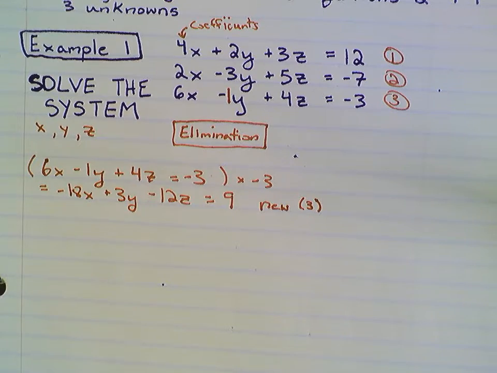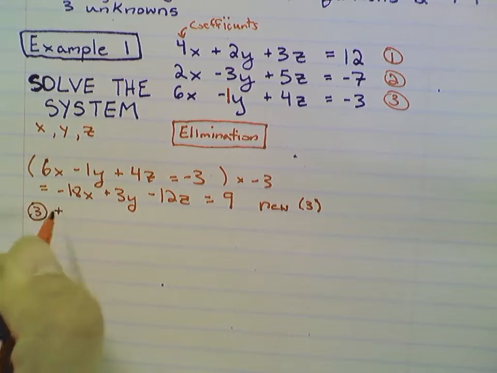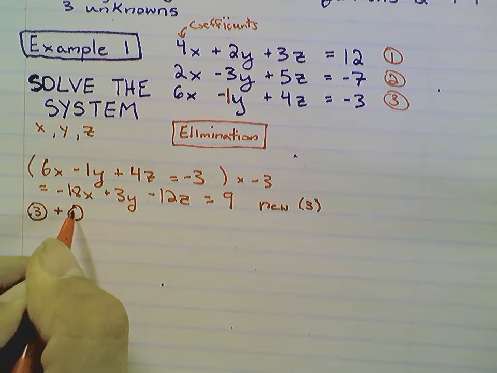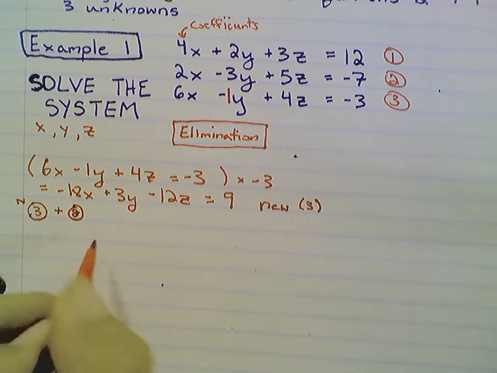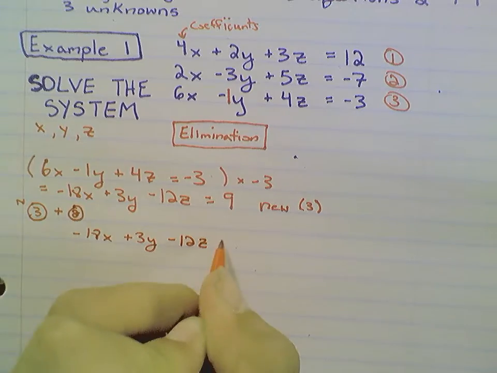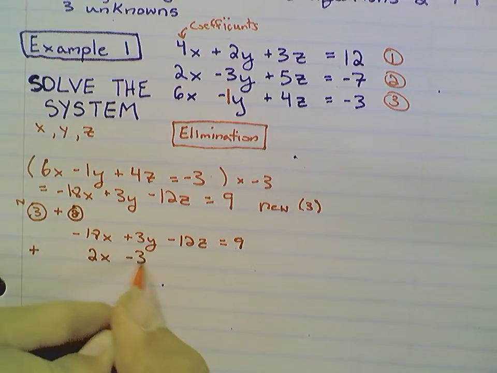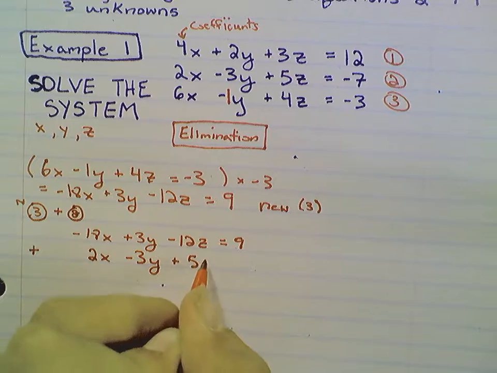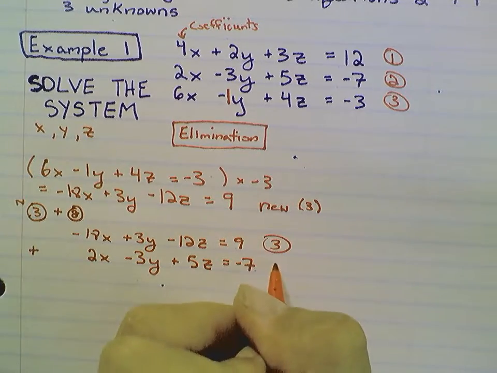The reason I want to do this is that I can now take my new third equation and add it to the second equation. So I take -18x plus 3y minus 12z equals 9, and add that to 2x minus 3y plus 5z equals -7. This is the third one added to the second one.